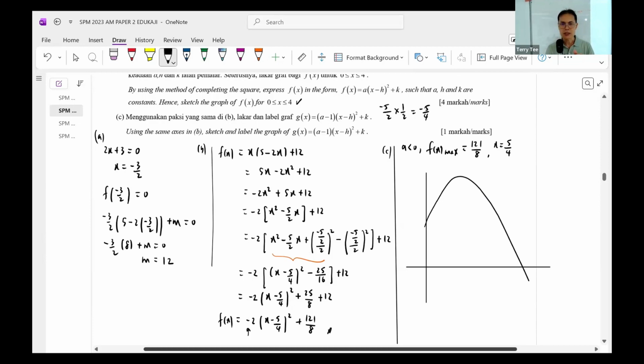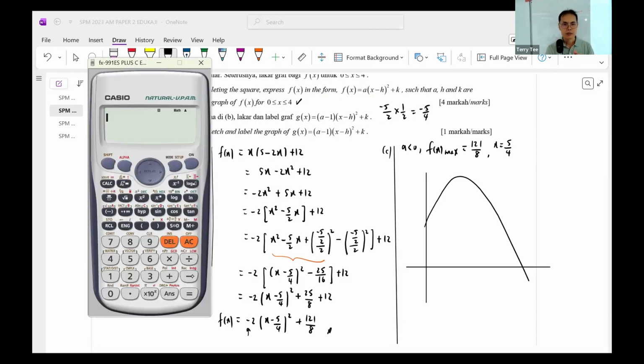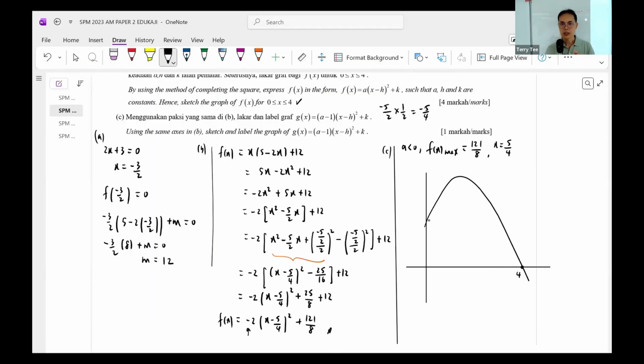I'll just use my calculator. I put in minus 2 bracket 4 minus 5 over 4, then you square it, plus 121 over 8. So count. Oh, this is exactly 0. Fantastic. So we know you don't have to draw beyond that. This is 4. Let me show you once again.